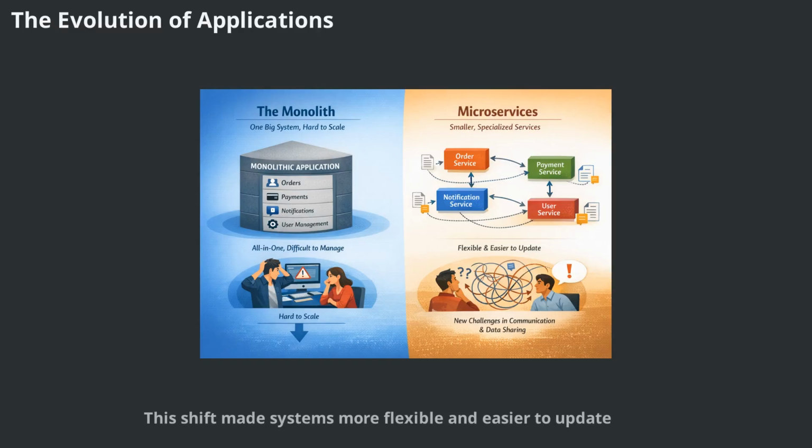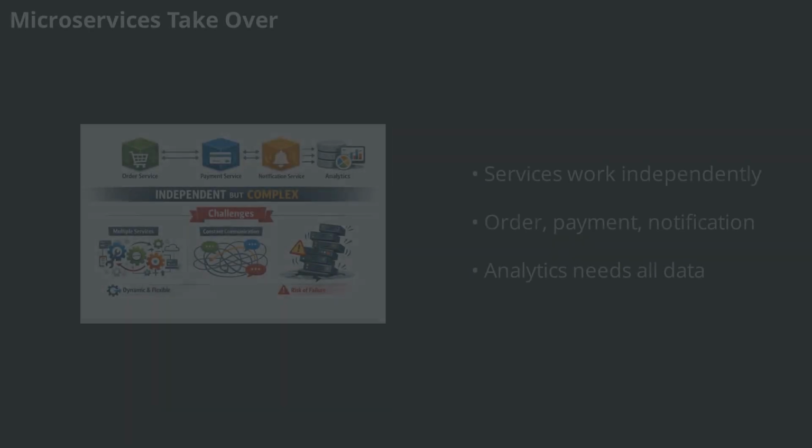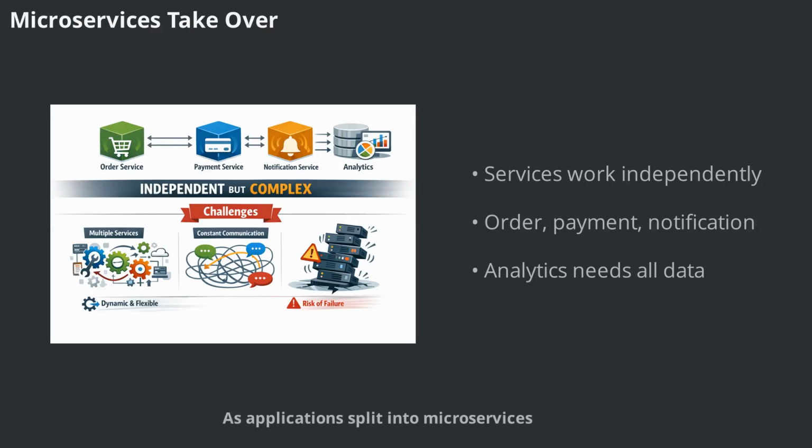The shift made systems more flexible and easier to update, but it also introduced new challenges in how these services communicate and share data. As applications split into microservices, each service started to operate independently. For example, an order service would need to talk to a payment service, which might then interact with a notification service. Analytics teams wanted data from all these services to understand user behavior.